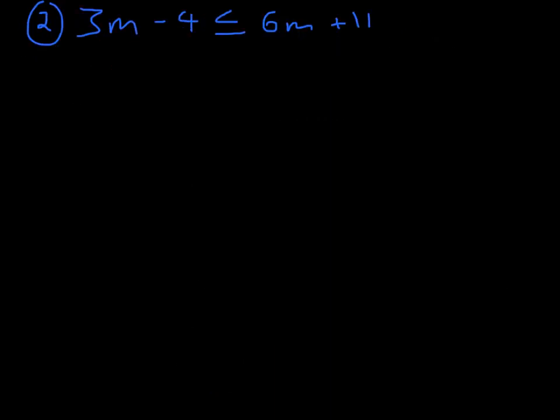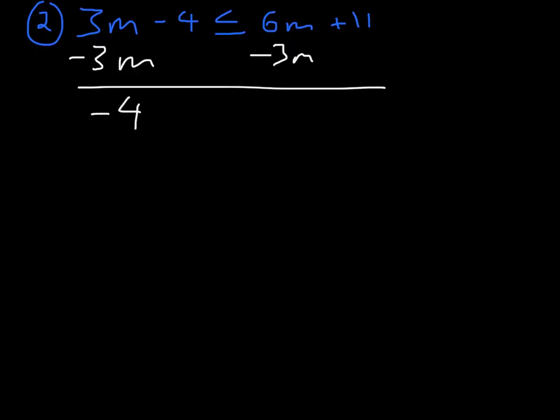Okay, number 2 says 3m minus 4 is less than or equal to 6m plus 11. Okay, so the first thing you want to do is subtract 3m from both sides. Okay, again, our 6 is bigger, so this will give us a positive number. We'll have negative 4 on this side is less than or equal to, our sign doesn't change, 6m minus 3m is 3m plus 11.